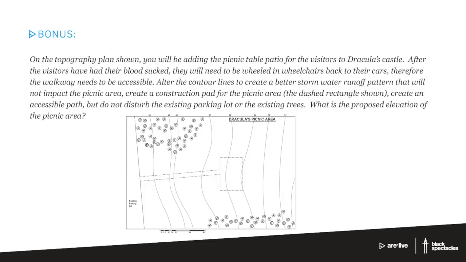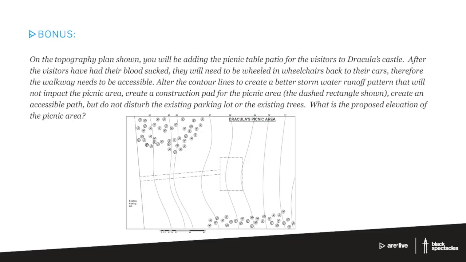So here on a topographic plan, you'll be adding a picnic table area. This happens to be for the visitors to Dracula's castle. The visitors have, after they have been blood sucked, they will need to be wheeled in wheelchairs back to their cars. Therefore, the walkway needs to be accessible. Alter the contour lines to create a better stormwater runoff pattern that will not impact the picnic area.